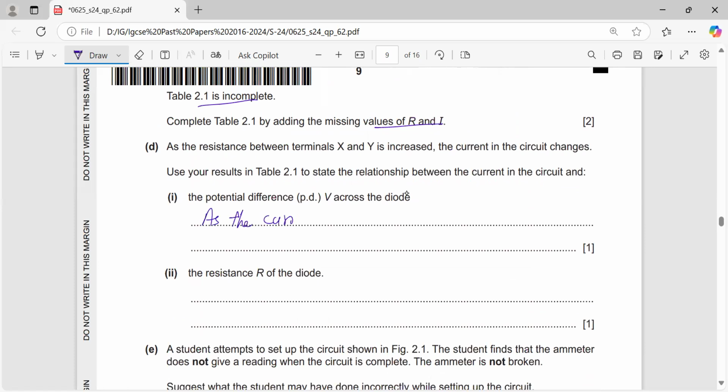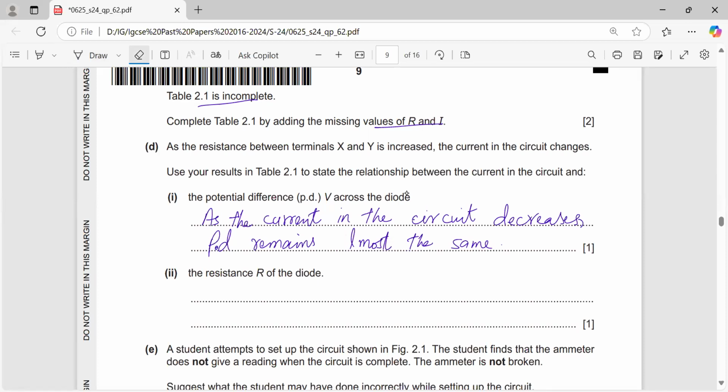As the current in the diode, in the circuit, decreases, the potential difference, I'm writing P.D., remains almost the same, because there is not a big difference: 0.84, 0.83, 0.81. This is almost the same.